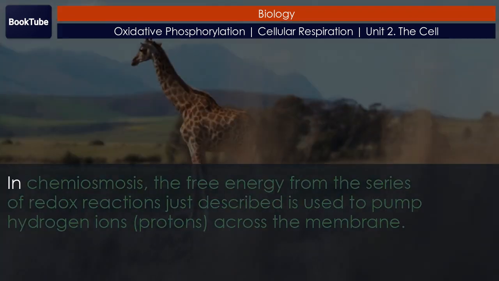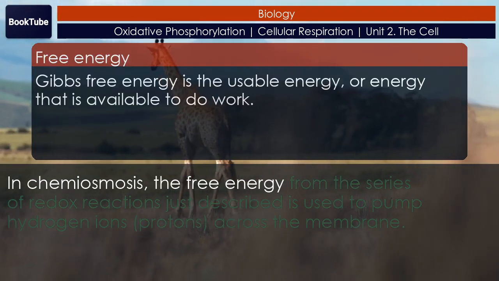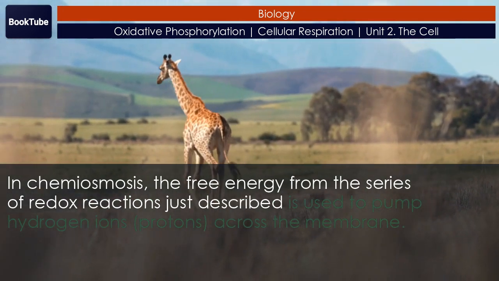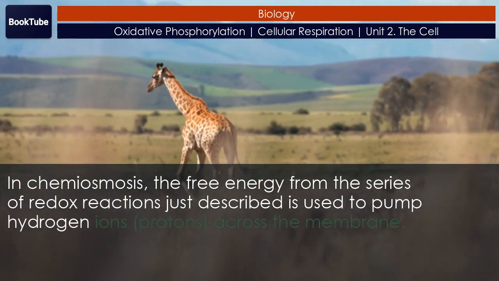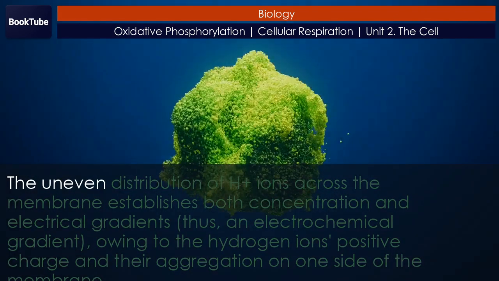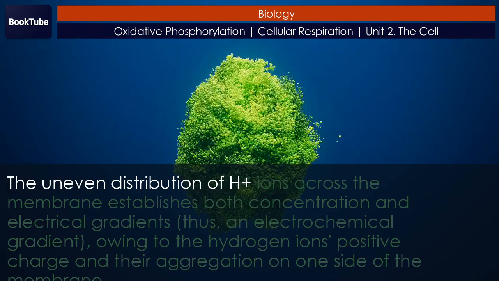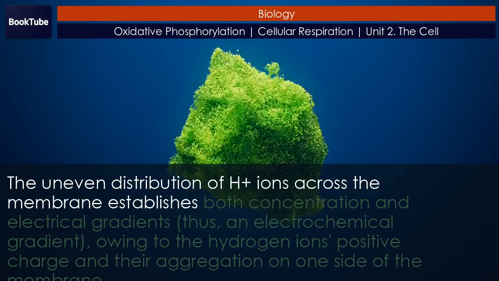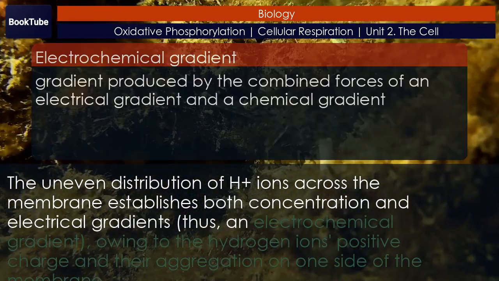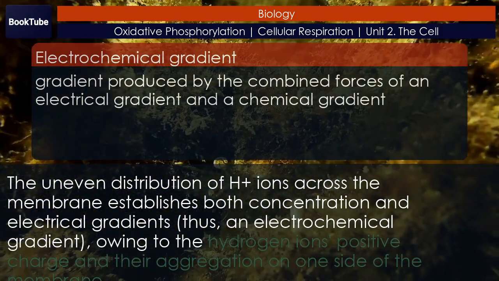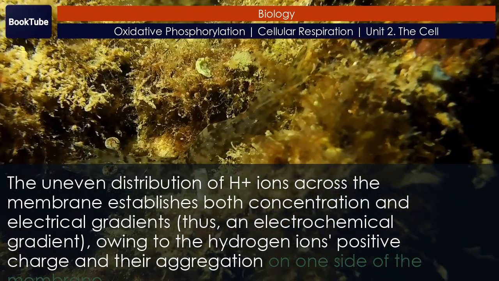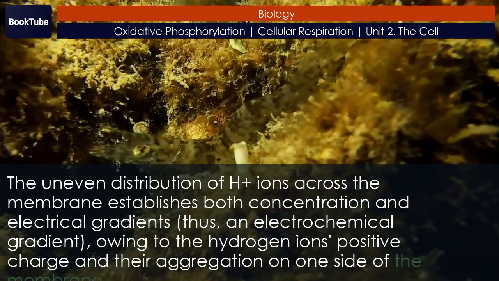Chemiosmosis. In chemiosmosis, the free energy from the series of redox reactions just described is used to pump hydrogen ions, protons, across the membrane. The uneven distribution of H+ ions across the membrane establishes both concentration and electrical gradients. Thus, an electrochemical gradient, owing to the hydrogen ions' positive charge and their aggregation on one side of the membrane.